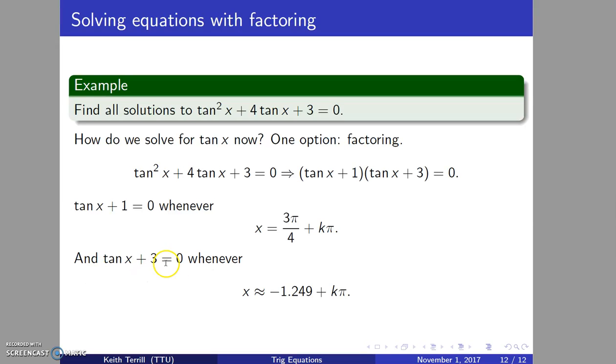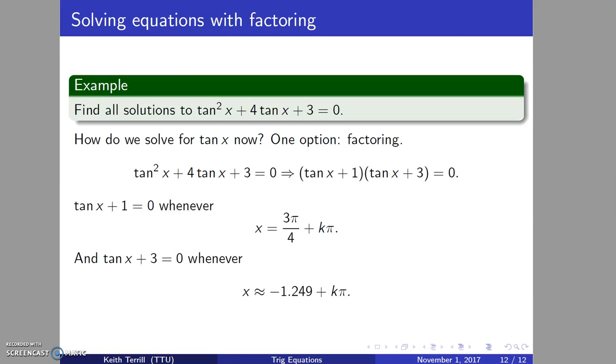And this is true whenever tangent is negative 3, which is not a nice value, so I have to approximate it. And that's going to give me approximately negative 1.249 plus k pi. You could technically add pi to this, get another positive decimal if that's what you want, and that would work as well. These are your solutions.